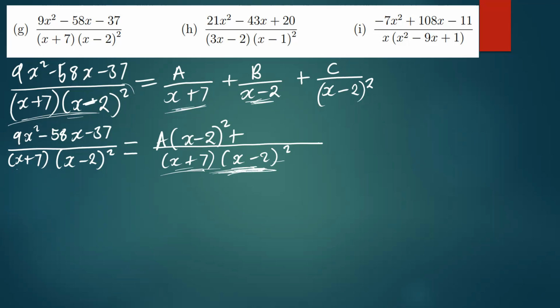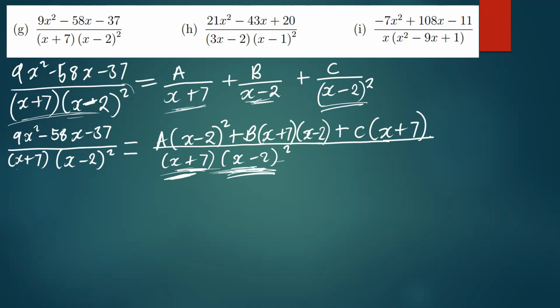Then we'll multiply it by B. So we're going to have something like this: B times (x plus 7) times (x minus 2). Then plus, when you say this expression into this expression, this whole part cancels with that, and you're just going to remain with this expression times C, so you have C times (x plus 7).